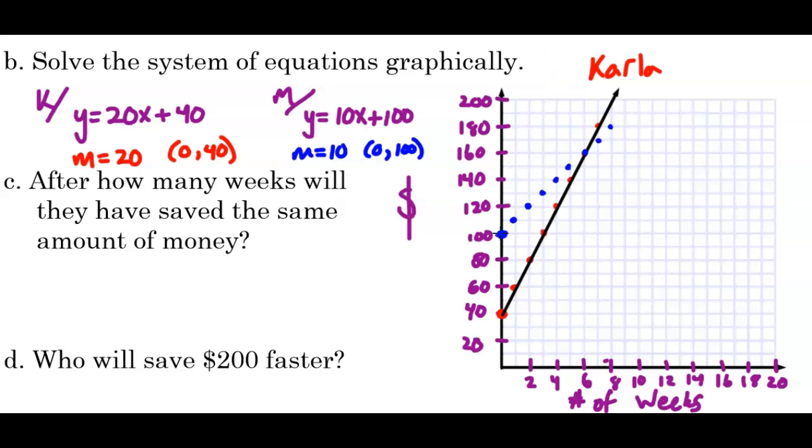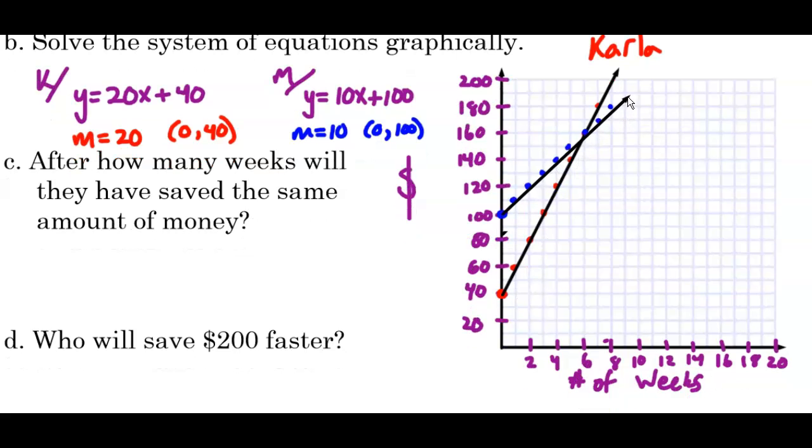And we can graph our line. Okay, so that is Martin. So the two lines intersect at this point here, and that's going to be helpful for answering the next question. It says, after how many weeks will they have saved the same amount of money? Well, when the two lines intersect, that means that Carla and Martin have saved the same amount of money, right?